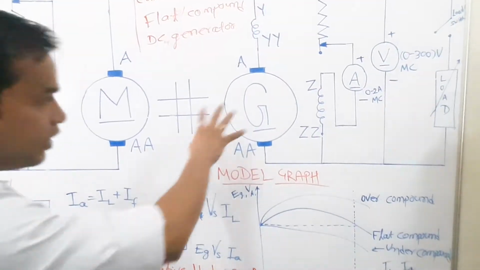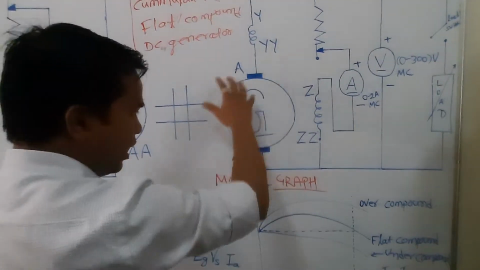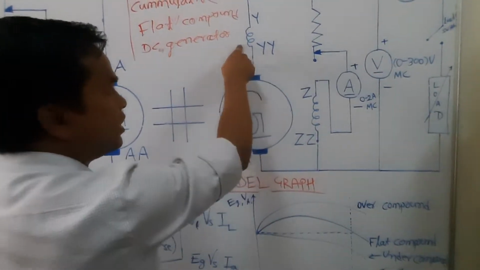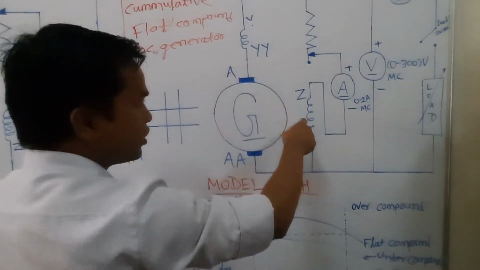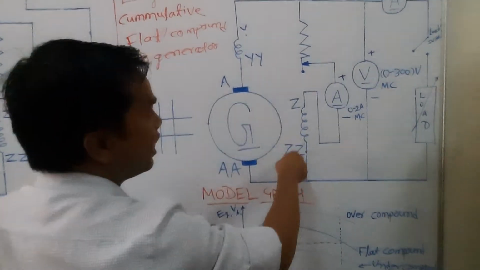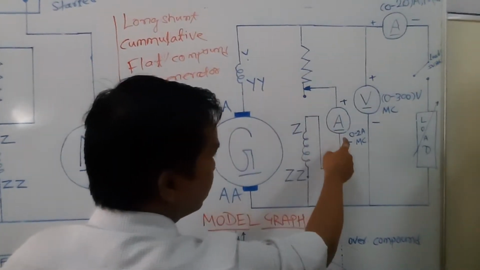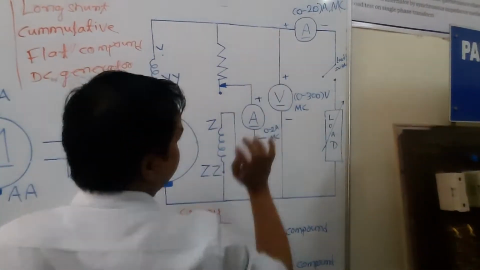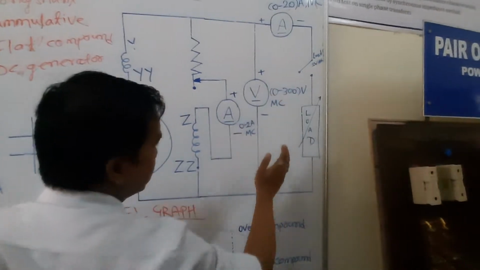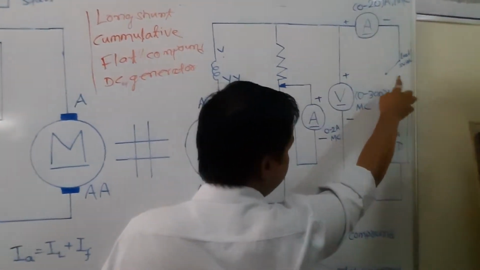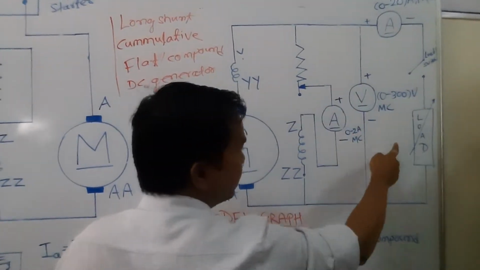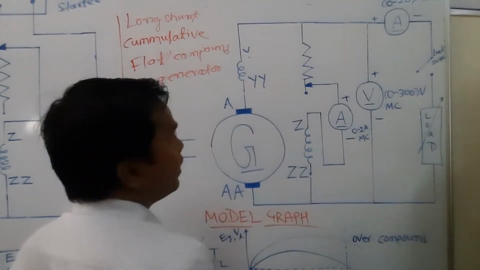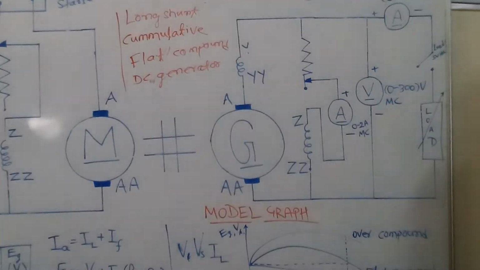Now here in this generator, this is the armature A. We have a series field winding Y. We have a shunt field winding Z. We have a rheostat here. We have an ammeter here. Then we have a voltmeter here. We have an ammeter here. This is my load, and this is my load switch. When I switch on this load, then and only then is this load connected, and this load is a variable load. Now one minute, I'm missing something.